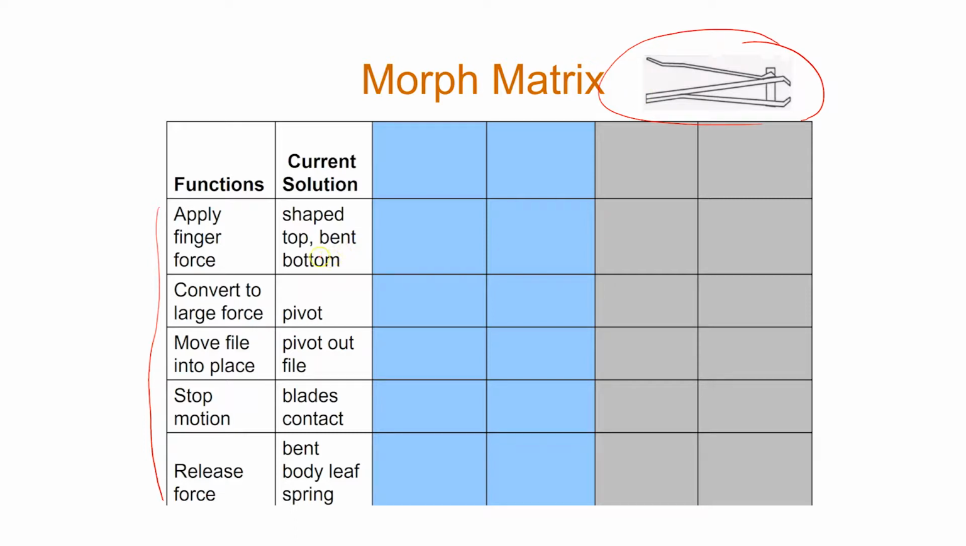And so we apply finger force with this top shape, this top lever. And there's a pivot here that's the fulcrum that helps us convert force. We swing out the file. The blades themselves contact each other, and that stops the motion during the cutting action. And then the body of the fingernail clipper acts like a leaf spring, and it acts to release the force and return the blades to their open position.